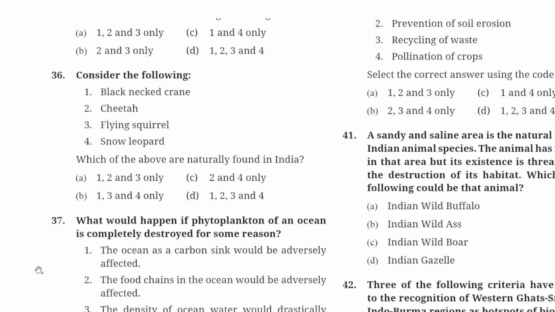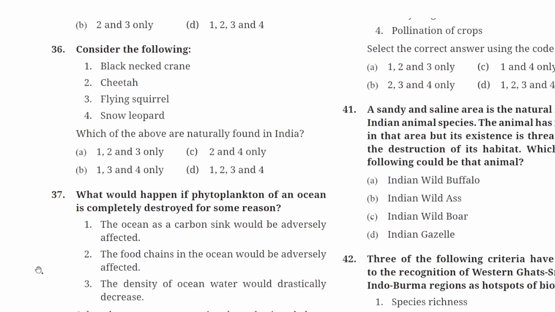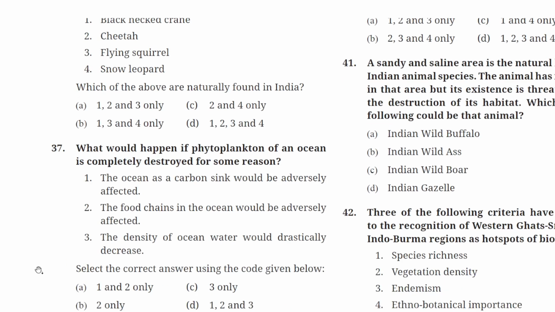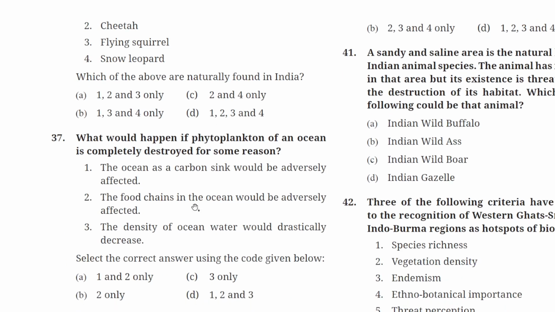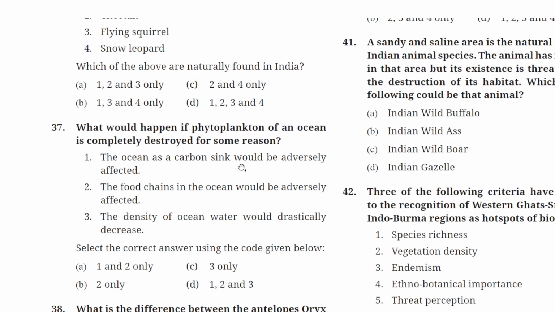What would happen if phytoplankton of an ocean is completely destroyed for some reason? Question is about phytoplankton. The ocean as a carbon sink would be adversely affected. The food chains in the ocean would be adversely affected. The density of the ocean water would drastically decrease. No, only one and two.